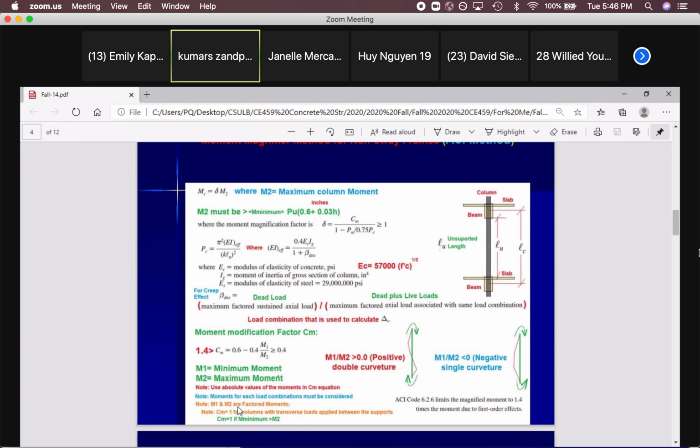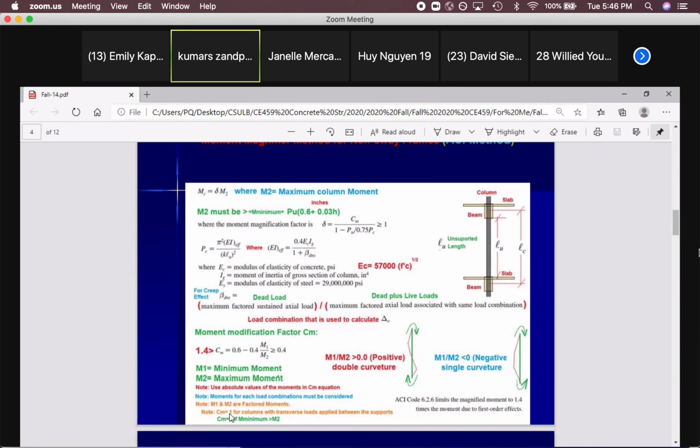M1 and M2 are factored moments. So those are MU. Just remember, those are factored moments, MU, like PU. We call them M1, M2, but they are MU1, MU2. Because the code shows them with 1 and 2, with no U, we are using the same. But those are factored moments.